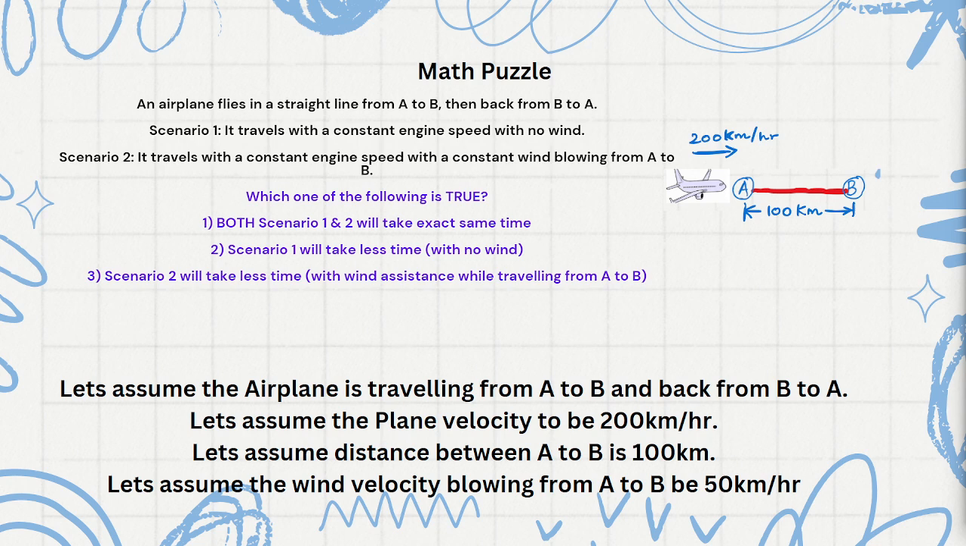Let's assume the airplane is traveling from A to B and back from B to A, as the problem states. And here we're going to make a lot of assumptions so that we can form a problem. Let's assume that the plane velocity is 200 kilometers per hour. Let's assume the distance from A to B is 100 kilometers. And let's assume the wind velocity blowing from A to B is 50 kilometers per hour.